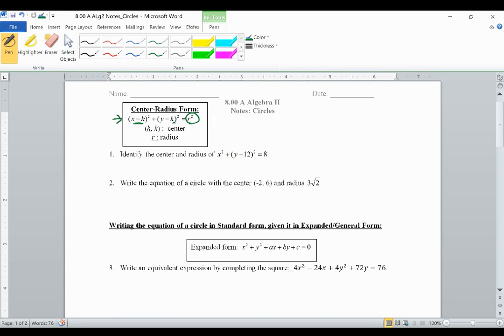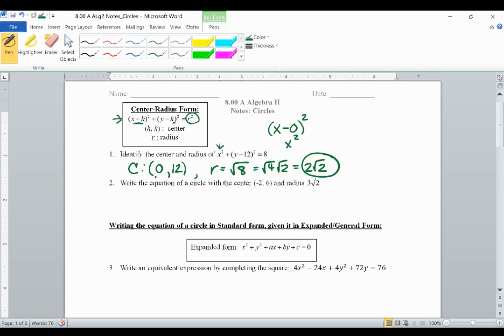So number one, identify the center and the radius of the given equation. So here, there's nothing being added or subtracted to that x. So that's like the same thing as saying x minus 0, because x minus 0 is just x. So that tells us that our center has an x coordinate of 0, and our y coordinate, we're going to take the opposite sign, would be 12. To find the radius, we're going to take the square root of 8, put that in simplest radical form. So that's rad 4 times rad 2, which gives us 2 rad 2 for the radius.